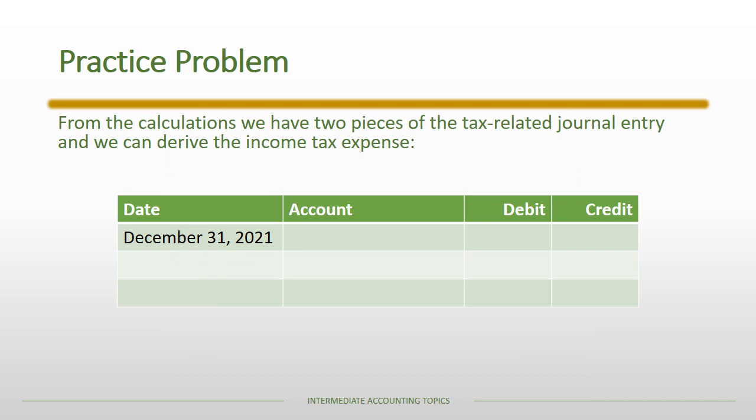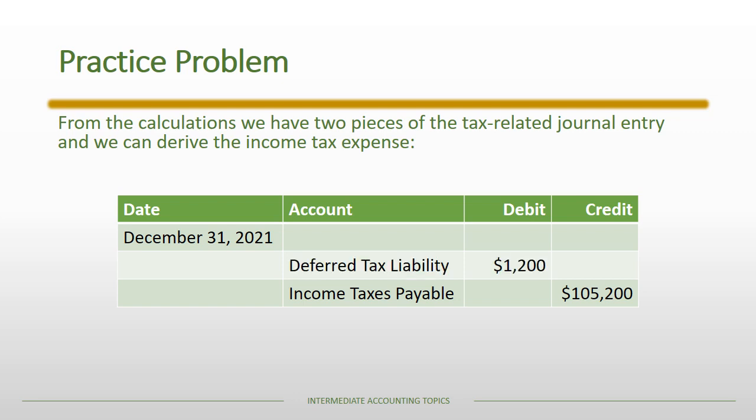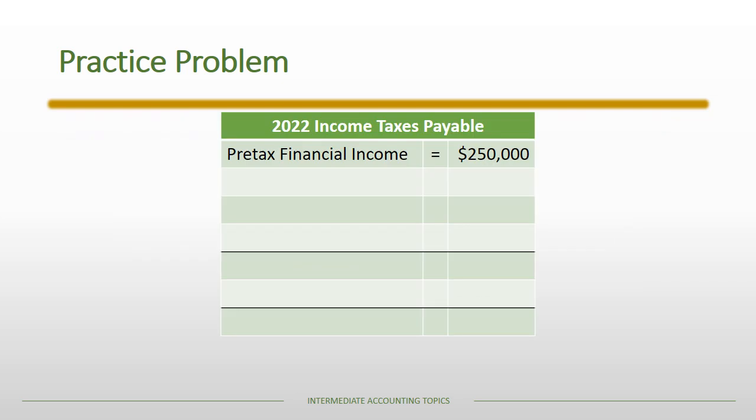So then we get to our journal entry. We start with our income taxes payable of $105,200. The decrease in the deferred tax liability is a debit of $1,200, which means that our income tax expense is $104,000. We're going to move more quickly now through 2022.